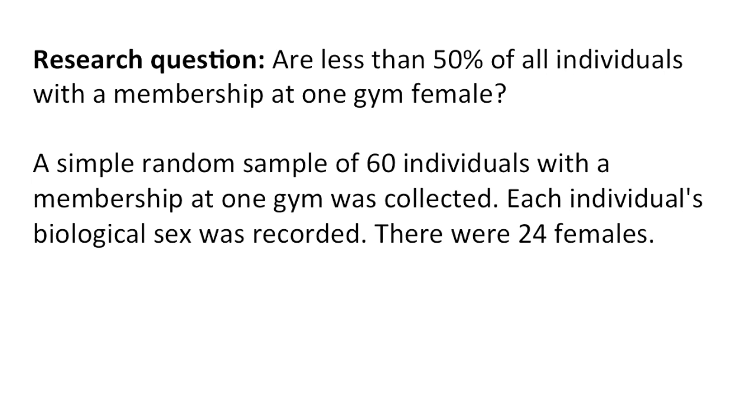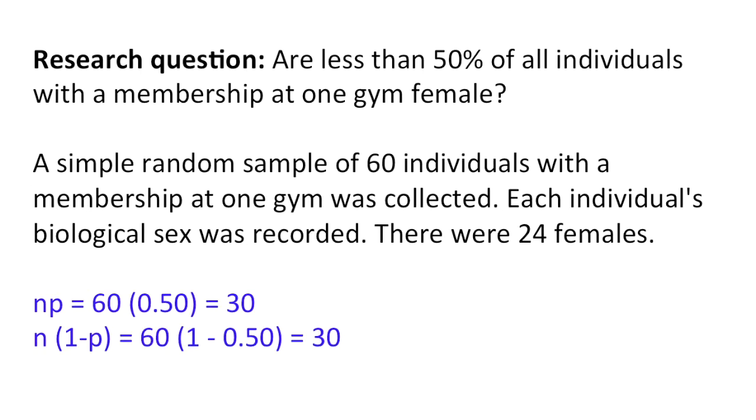There were 24 females. First, we need to determine if we should use the normal approximation method or the exact method. In order to use the normal approximation method, both n times p and n times 1 minus p must be greater than or equal to 10. In this scenario, n times p equals 60 times 0.50, which equals 30. N times 1 minus p equals 60 times 1 minus 0.50, which also equals 30. Both n times p and n times 1 minus p are greater than or equal to 10, so we're going to use the normal approximation method.